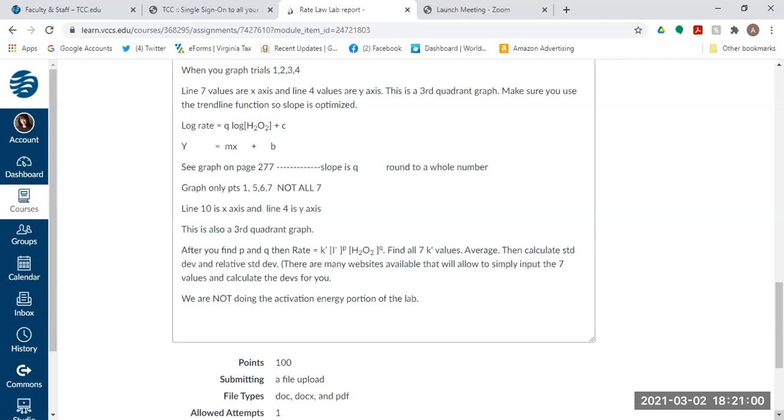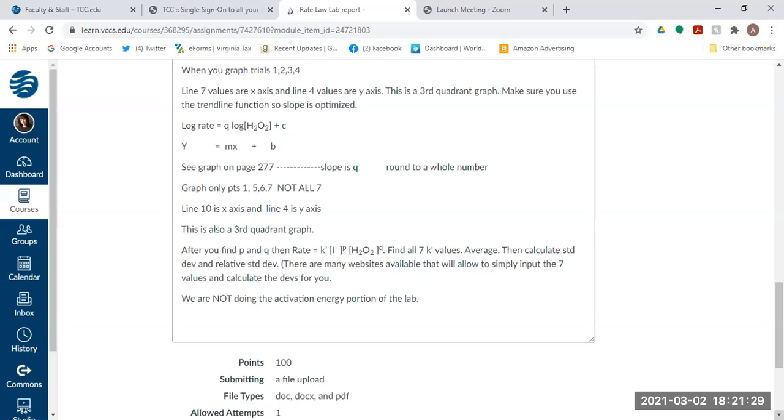We are not doing the activation energy portion. That's not a super valuable or easy thing to do in terms of the way you acquire the data. So we usually only do up through about 2/3 of the back of the report page and skip the whole page that says activation energy.